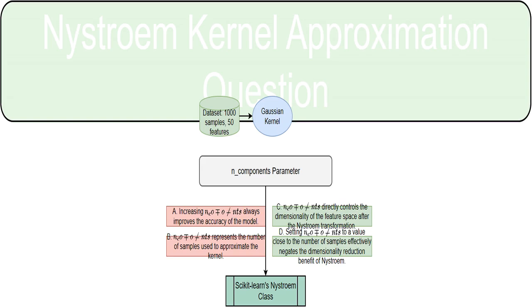This question is about understanding how the Nystroem method, a technique for approximating kernels in machine learning, works. We'll focus on the parameter n_components. It is an important concept in dimensionality reduction.